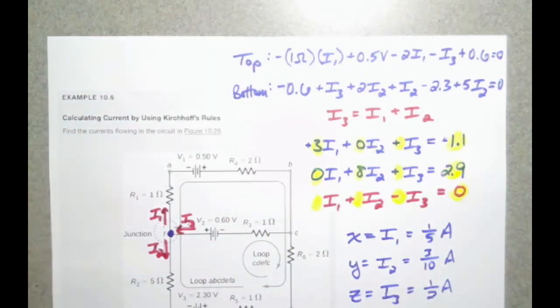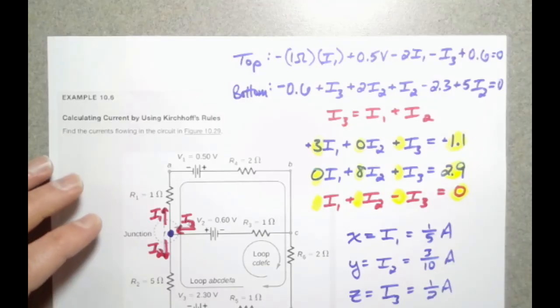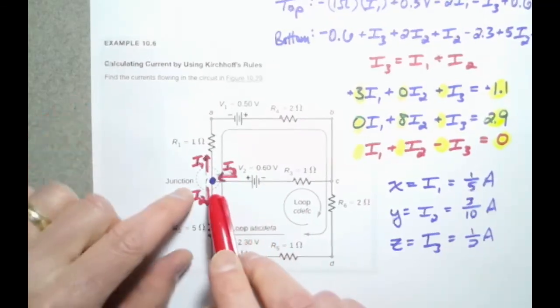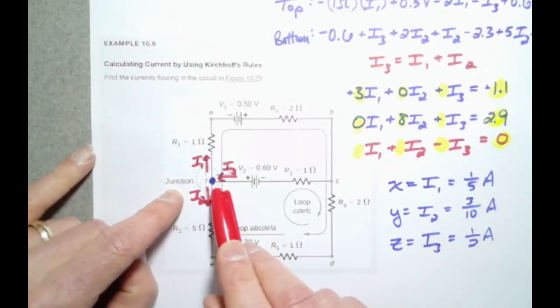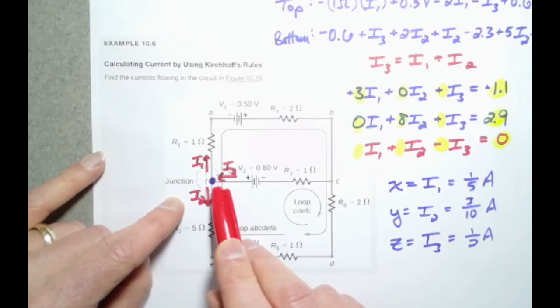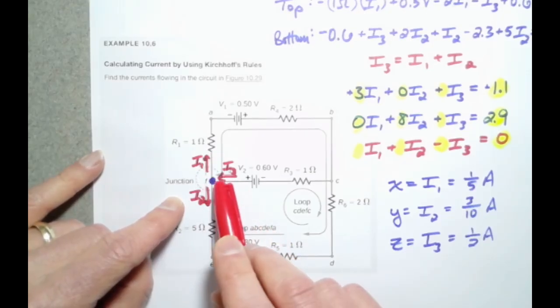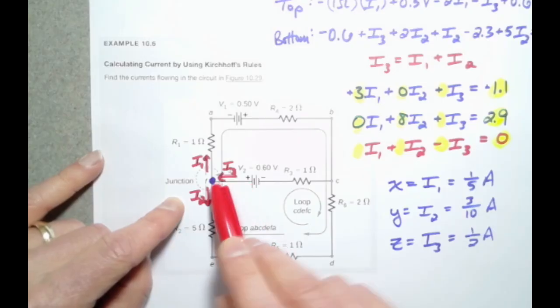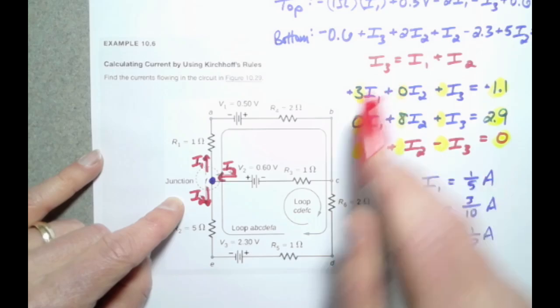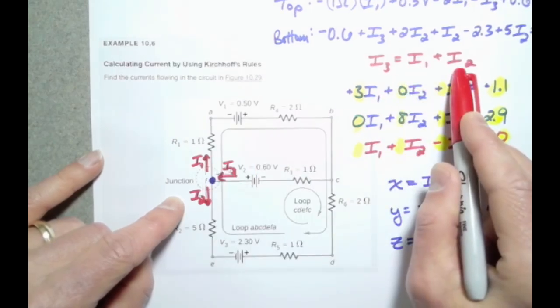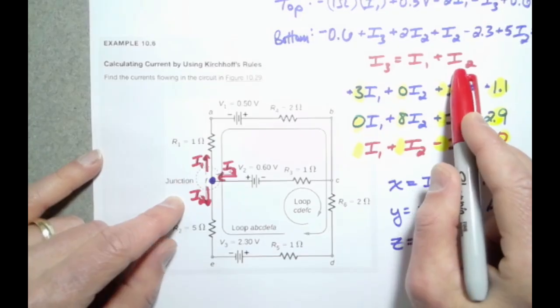Yes, Abigail. Can you explain how you did the junction law one more time? How you chose I3 to be equal to I1 plus I2? Yeah, so for the junction law, we look at one of the junctions, this one right here, and we see that there's I1 coming out, I2 coming out, and I3 coming in. So I said that the incoming current, I3, has to equal the sum of the outgoing currents, I1 plus I2. And that is essentially the junction law.